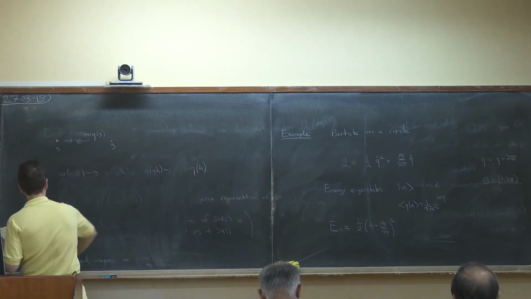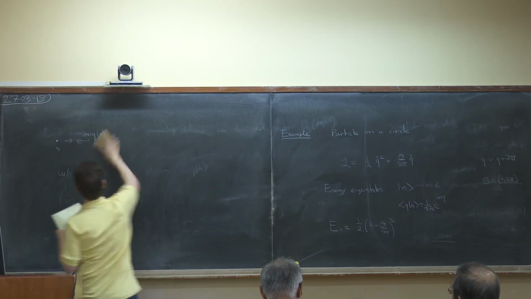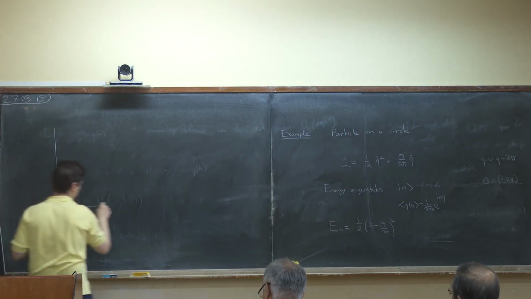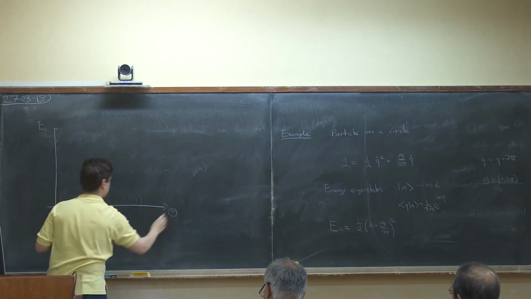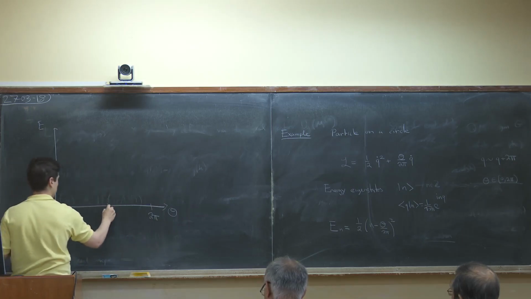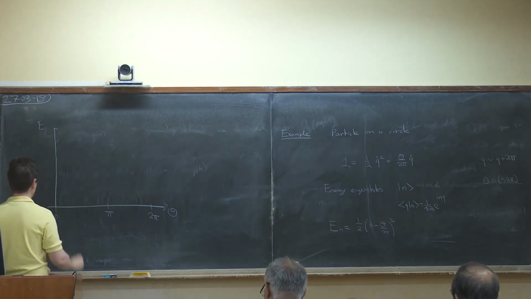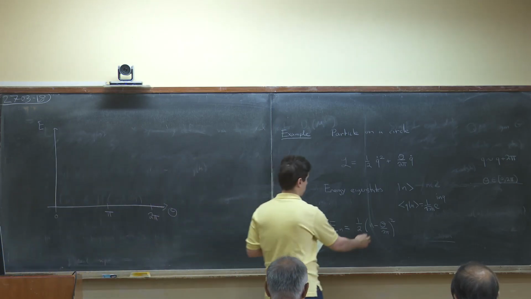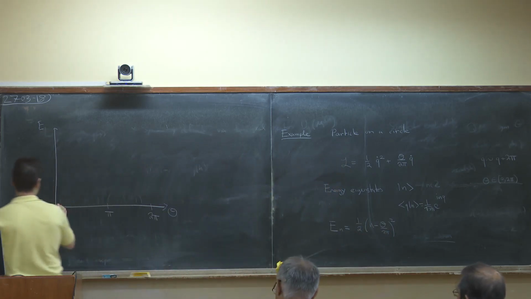Okay, let's actually plot the energy eigenstates just to make things even more clear. So this direction will be E. This direction will be theta. Here's 2 pi, 0, pi. Okay, so if we start at 0, it's clear from this formula that when theta is 0, n equals 0 is the ground state. N is isolated. So there's a ground state here.